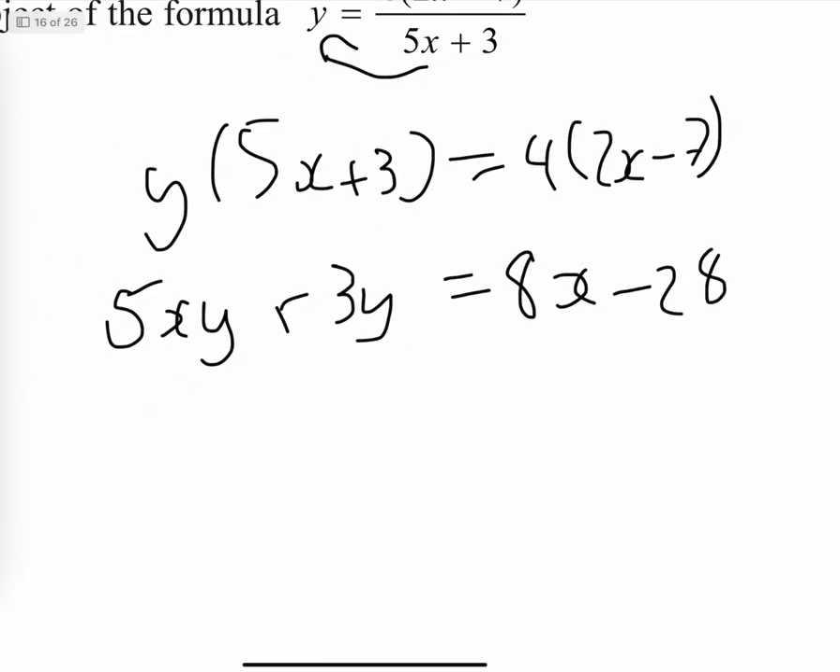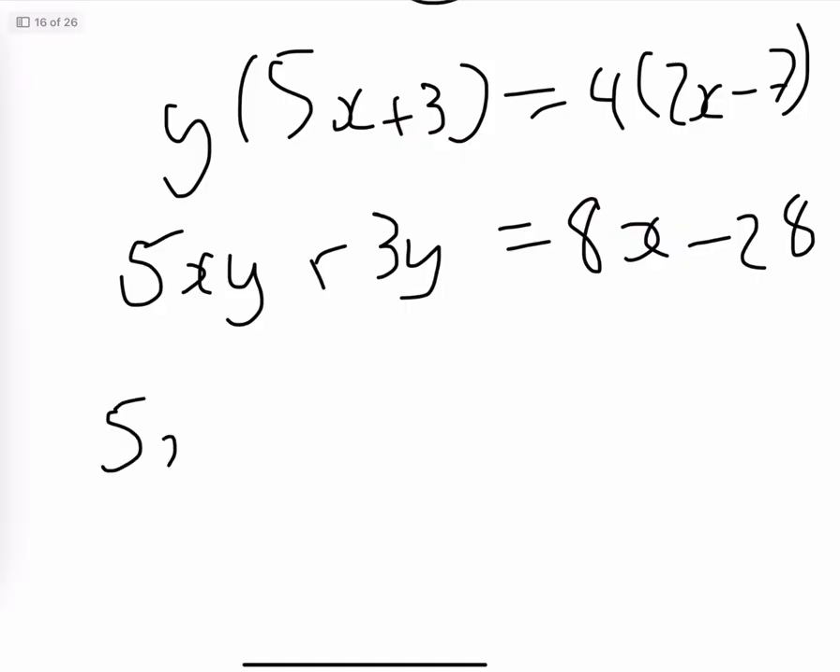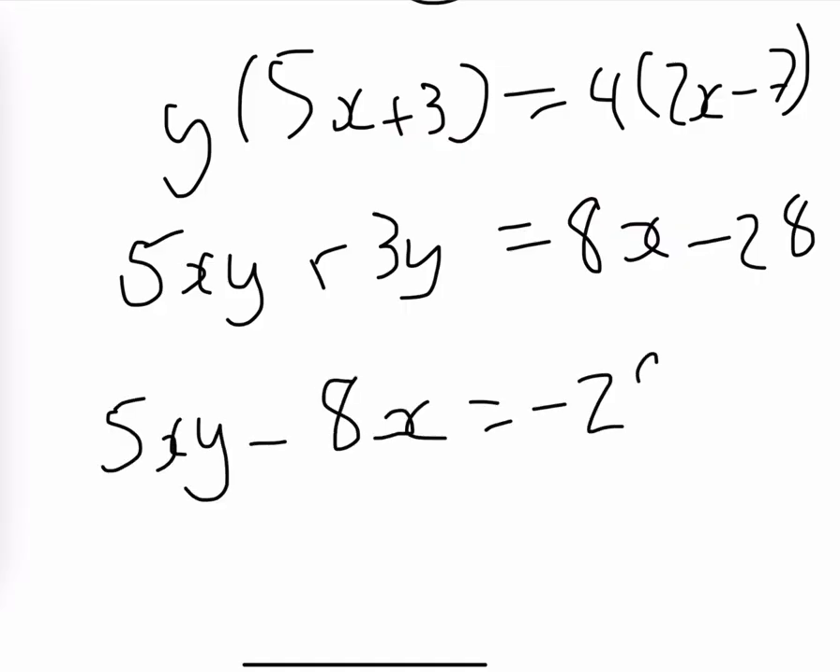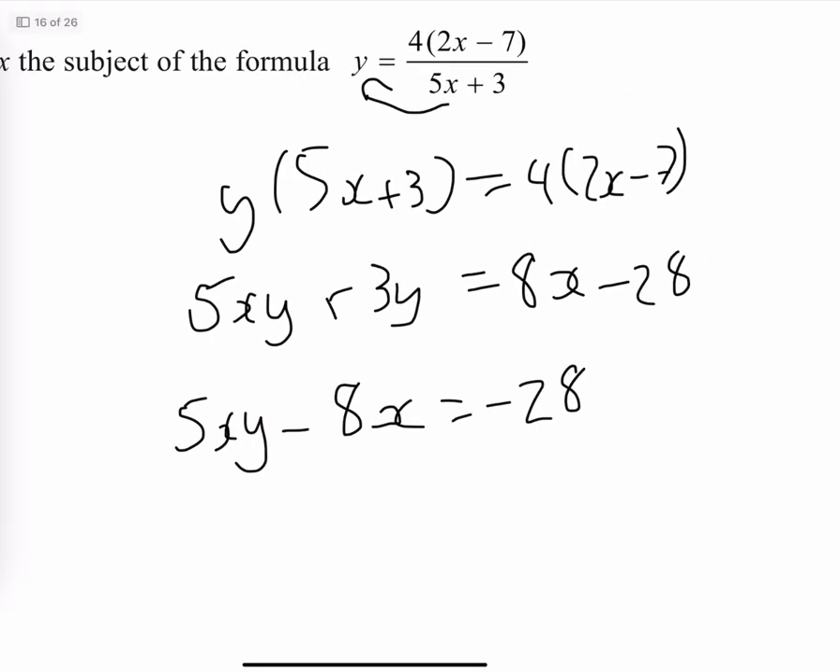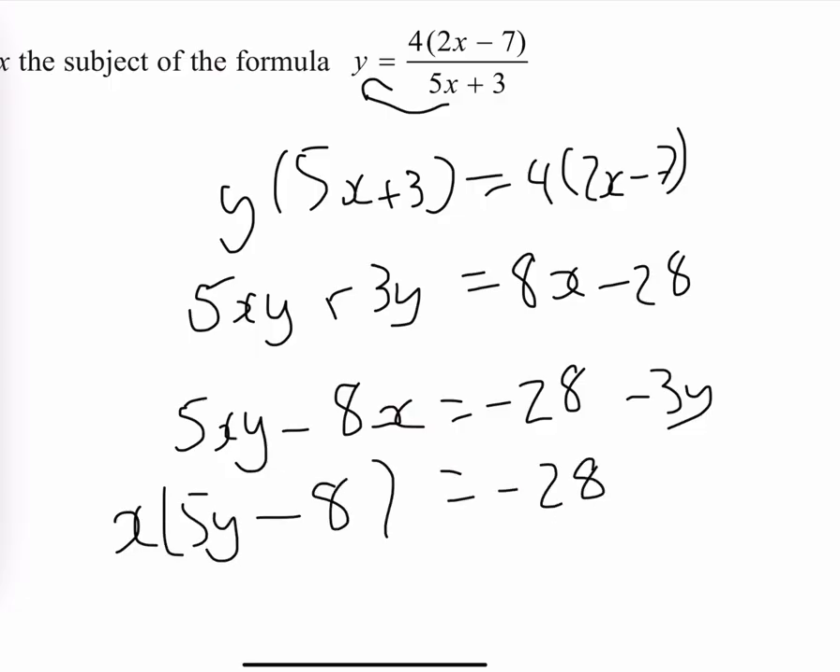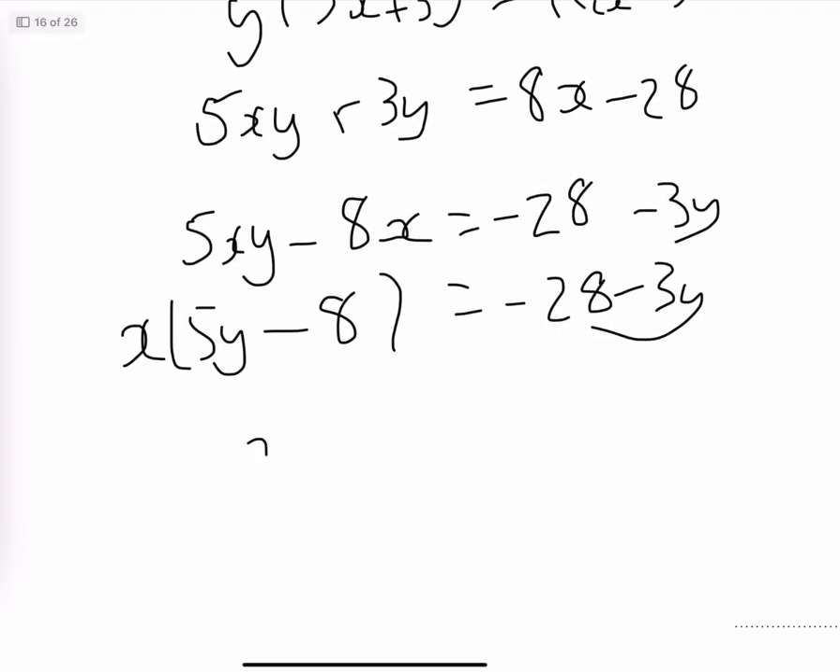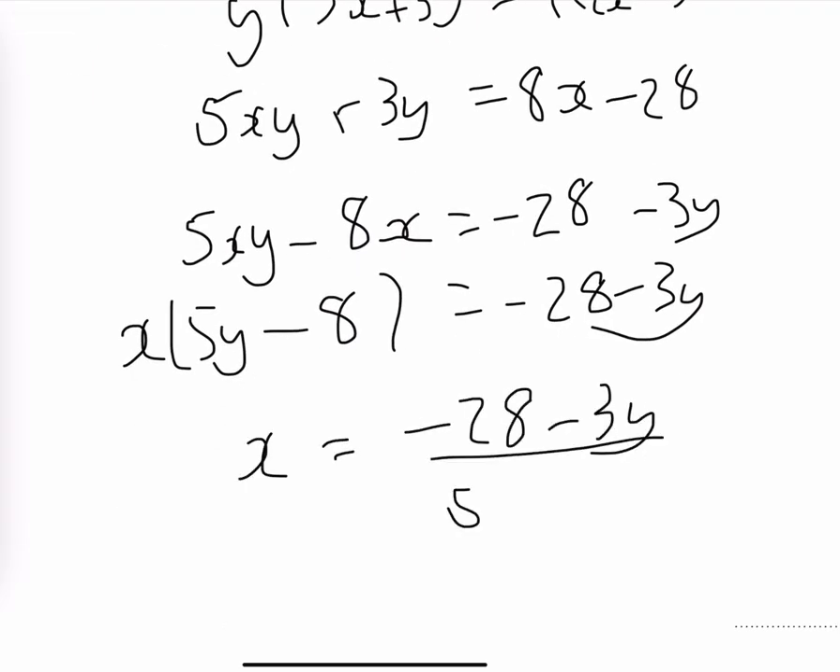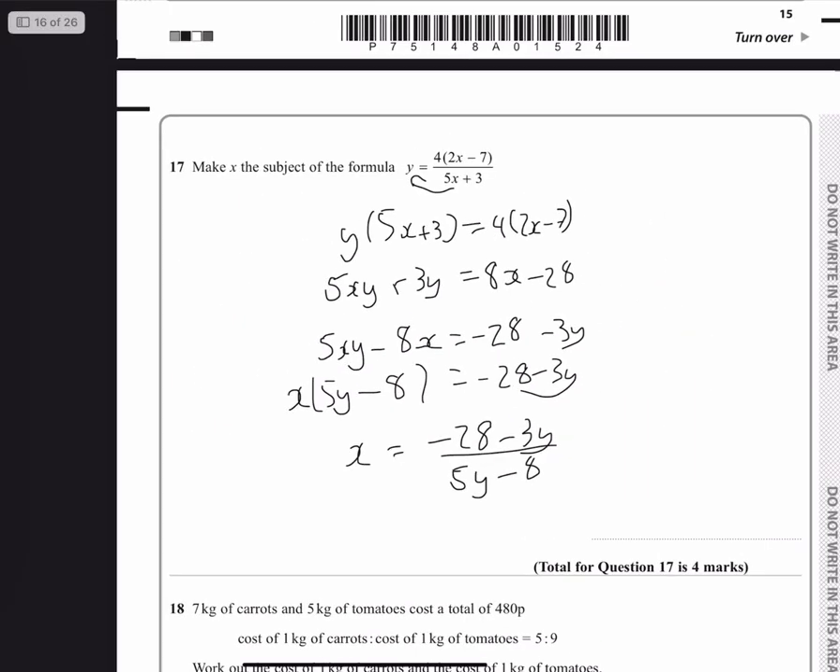Get all the x's on one side, so that's 5xy minus 8x equals minus 28 minus 3y. Take a factor of x out, 5y minus 8 equals minus 28 minus 3y. X equals minus 28 minus 3y over 5y minus 8. Moving on.